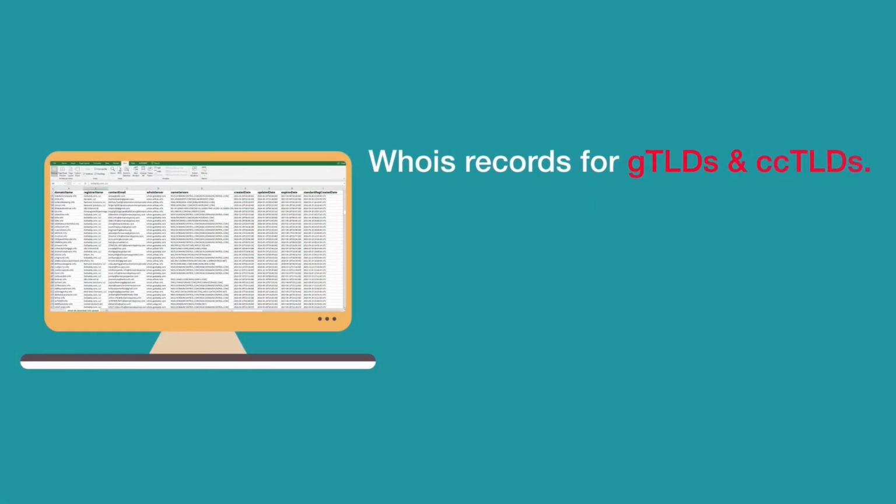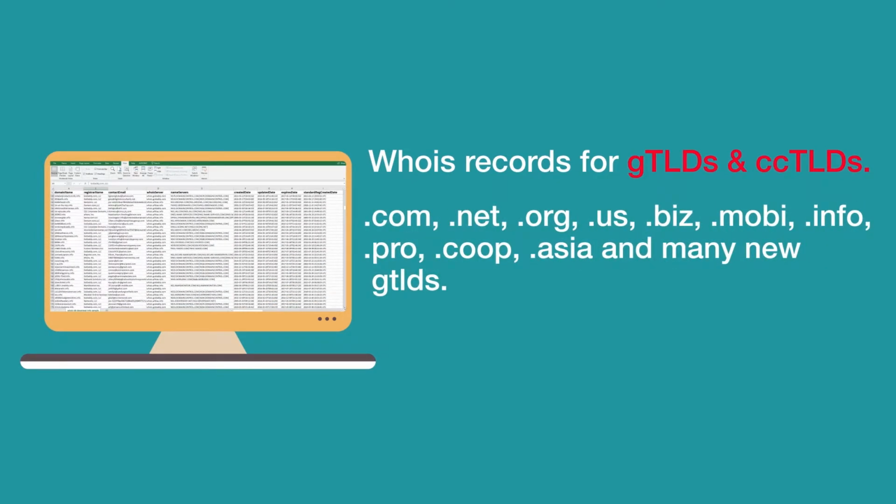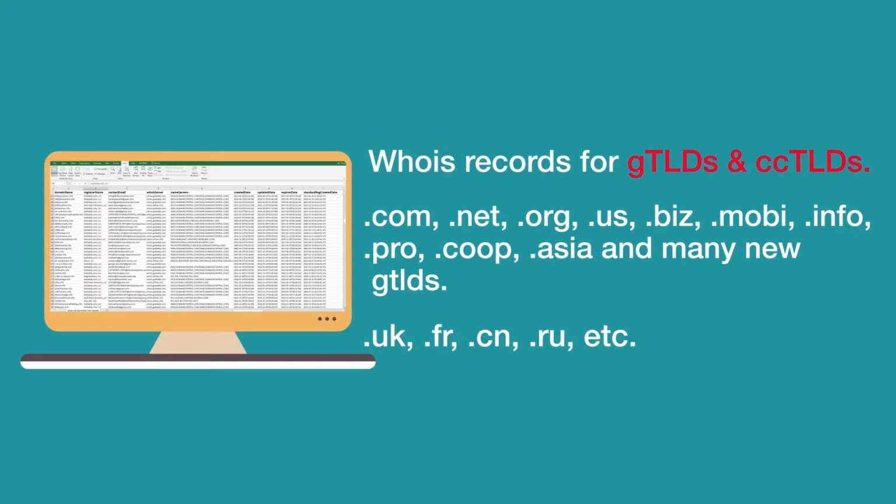You get active Whois records for gTLDs as well as for ccTLDs. Thousands of gTLDs include .com, .net, .org, .us, .biz, .mobi, .info, .pro, .coop, .asia, and many new gTLDs. Hundreds of ccTLDs include .uk, .fr, .cn, .ru, etc.